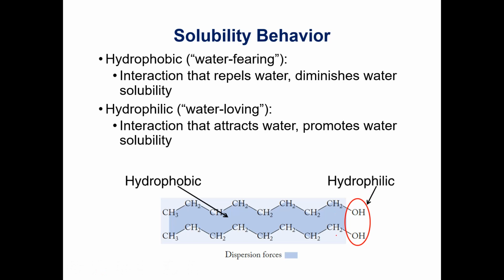So we call the end that's polar that likes water hydrophilic. Hydrophilic literally means water-loving. So it's attracted to the water molecules, and it's very soluble in water. We call the other end hydrophobic, which literally means water-fearing. So it repels water. It's going to be insoluble in water, but it's going to be soluble in nonpolar molecules like grease.